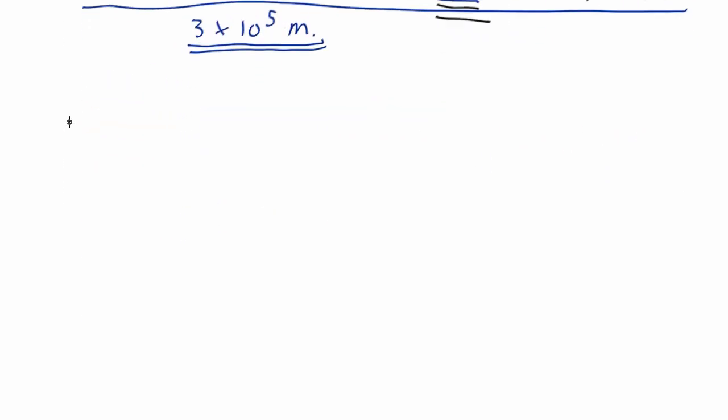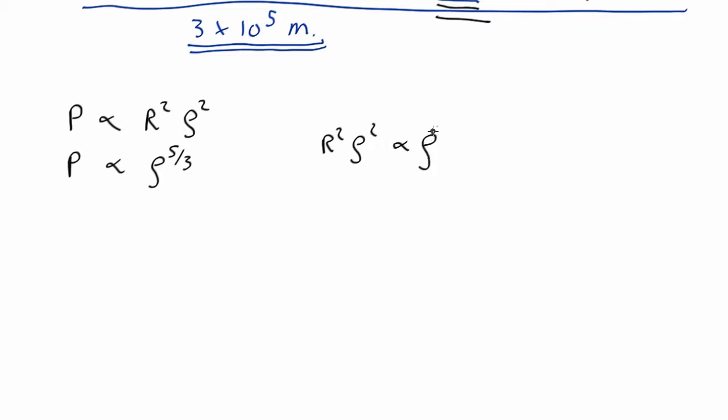So we know from the equation for the pressure at the centre of any star, that pressure is proportional to r squared density rho squared. And from quantum mechanics, we know that the pressure is proportional to density to the 5/3 power. So set these equal to each other, and we get that r squared density squared is proportional to density to the 5/3. We also know that the mass, because we're assuming these things have constant density, is proportional to the volume, which is proportional to r cubed, times the density.